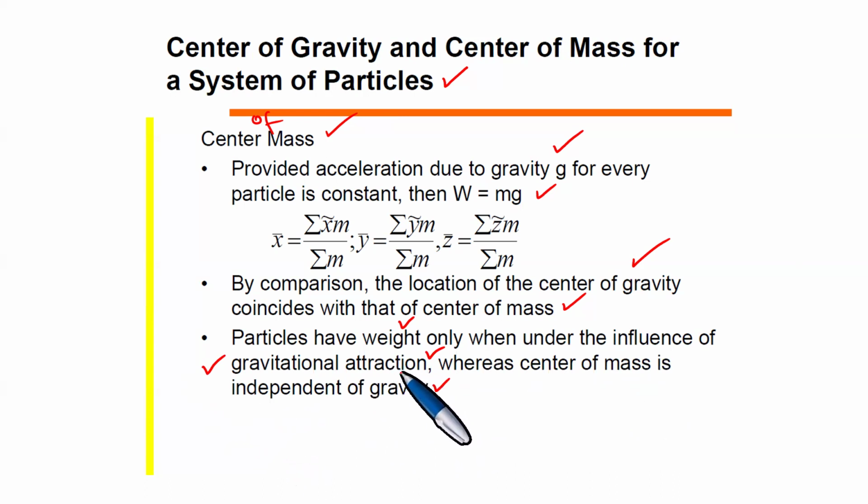So we speak about weight in general when we are speaking about particles under the influence of gravitational attraction. If there's attraction by gravity, then we speak of the weight, whereas the center of mass is independent of gravity. This is the formula. There's no weight here, no W, no gravity, no W equals mg there. It's just mass only. Take note of that. We proceed to the next point.